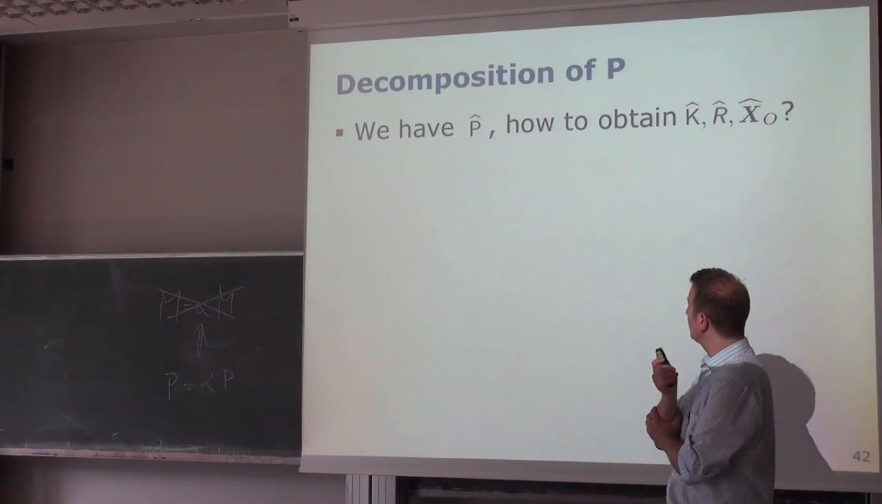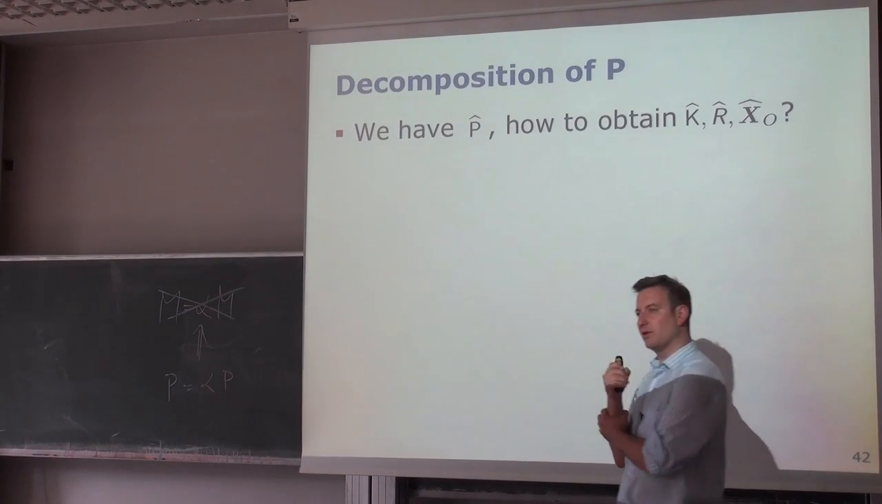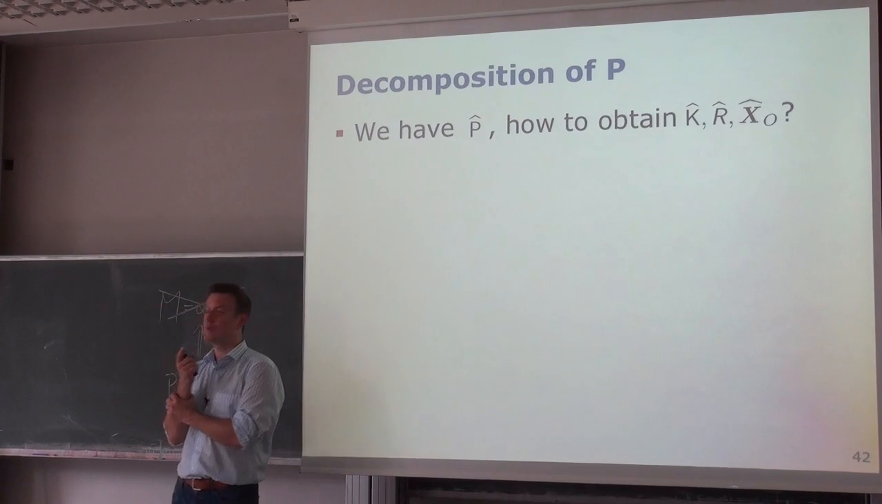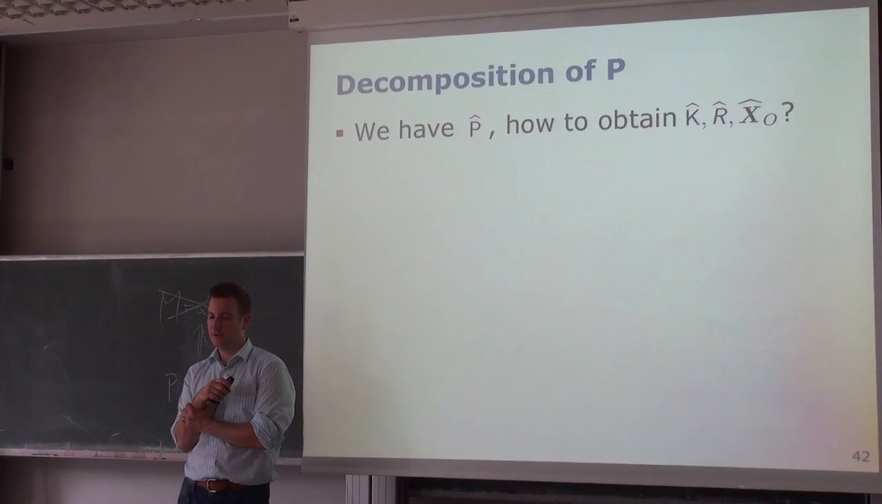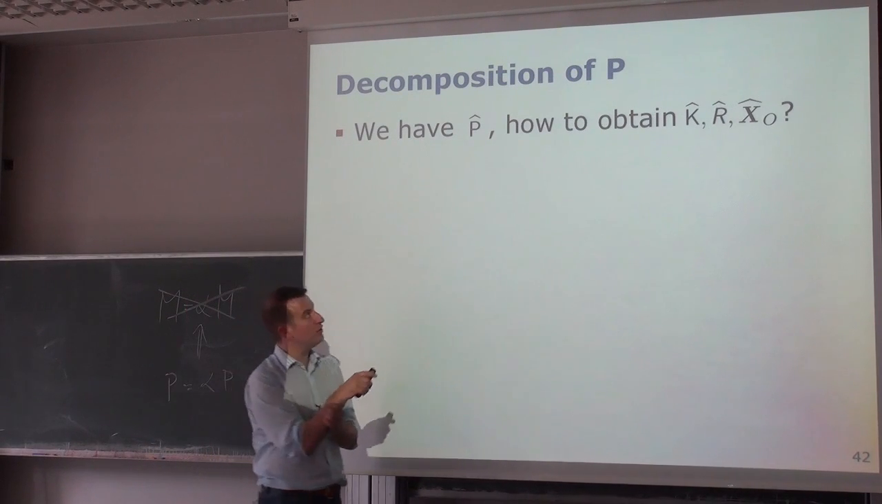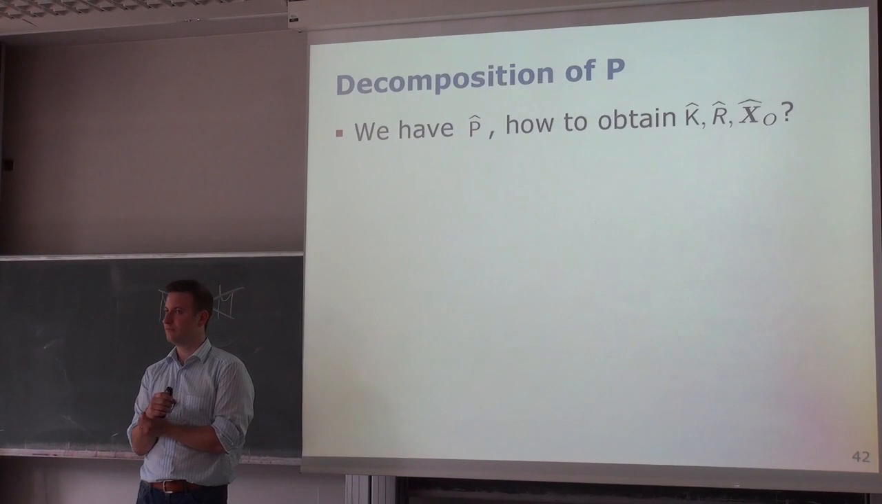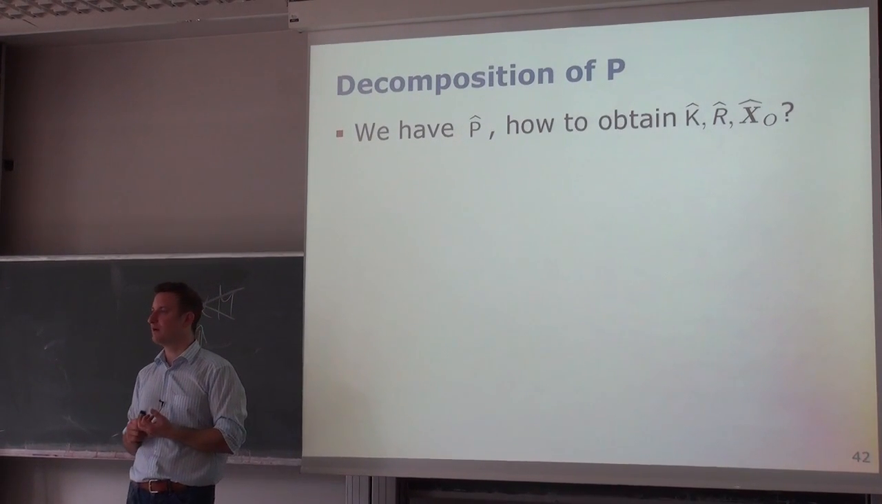We have P, but what I actually wanted to have was K, R, and X0, right? We wanted to know what the intrinsics of our camera are, where the camera is looking to, and where the pinhole is in the 3D world. So what we need to do now is decompose P to estimate those matrices, to know, for example, what the camera constant for our camera is.